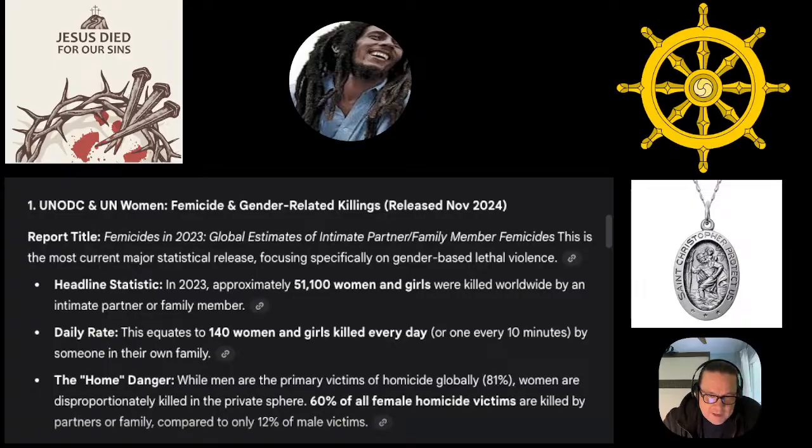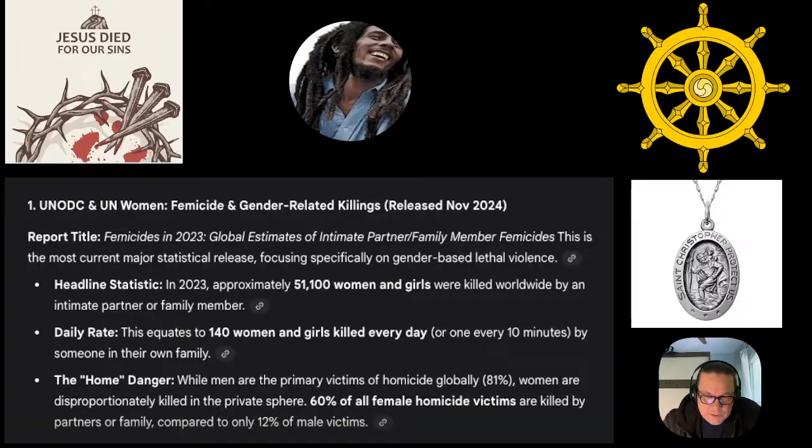So the daily rate: this equates to 140 women and girls killed every day, or one every 10 minutes, by someone in their own family. So here on this planet Earth, 140 women and girls are killed every day, or one every 10 minutes, by somebody in their own family. Most likely the father, I would imagine, for like those honor killings and stuff like that, is my guess.